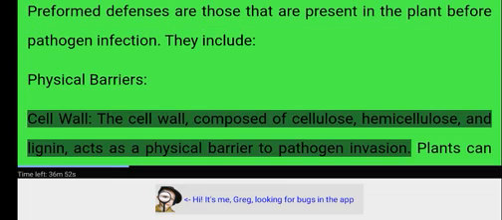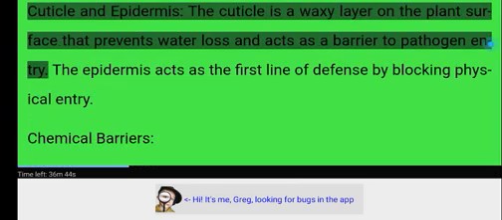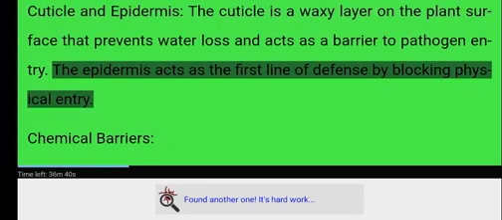Cell wall. The cell wall, composed of cellulose, hemicellulose, and lignin, acts as a physical barrier to pathogen invasion. Plants can strengthen their cell walls by increasing the deposition of lignin and callose at the site of infection. Cuticle and epidermis. The cuticle is a waxy layer on the plant surface that prevents water loss and acts as a barrier to pathogen entry. The epidermis acts as the first line of defense by blocking physical entry.